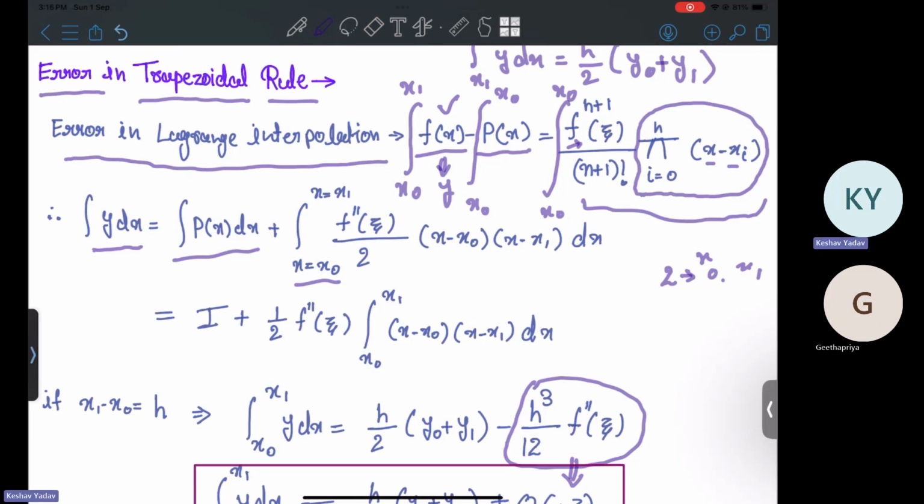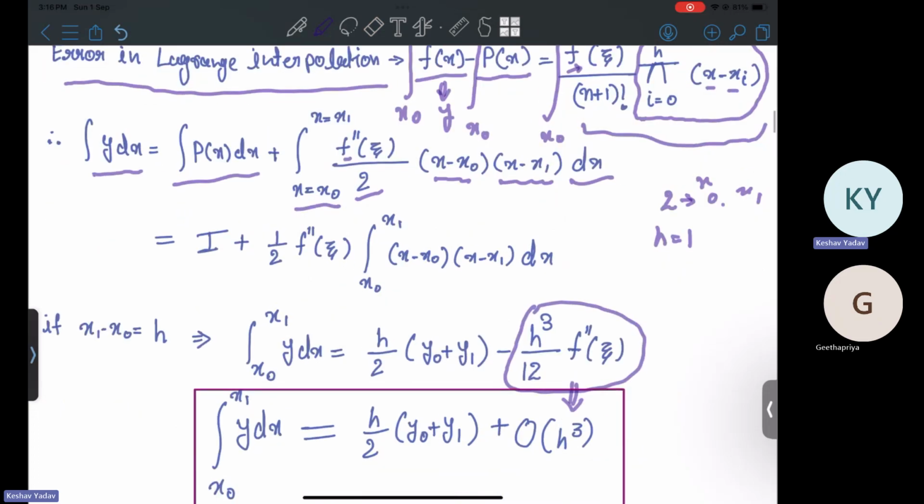What will be the order of this polynomial? This is linear, so the order will be 1. So n is equal to 1. So n plus 1 will be 2. So that's why here it has been written f double prime of xi. And if you replace n with 1, you will find 2 factorial, that will be equal to 2. Now here i goes from 0 to 1. Okay, so (x minus x0)(x minus x1) multiplied by dx. Now this is some kind of constant, it will come outside of the integration.